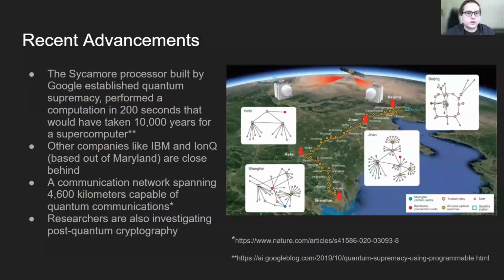There are a lot of other companies like IBM, and more close to us geographically, there's IonQ, which is based out of Maryland, that are pretty close behind in terms of developing quantum computers with a large number of qubits. And there are also, of course, advancements in other parts of the world. So in China, they recently managed to complete building a communication network that spans about 4,600 kilometers that's capable of quantum communications on a massive scale we haven't really seen before. And also, there's a lot of research being done into the field of post-quantum cryptography, as a response to these new advancements in quantum computing.